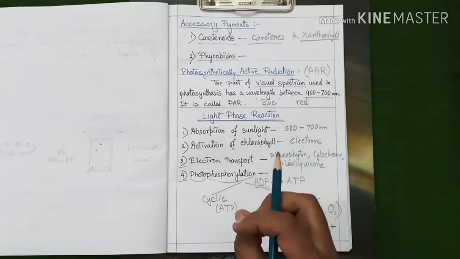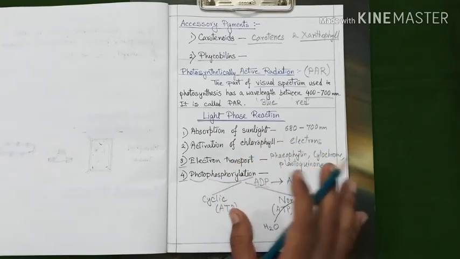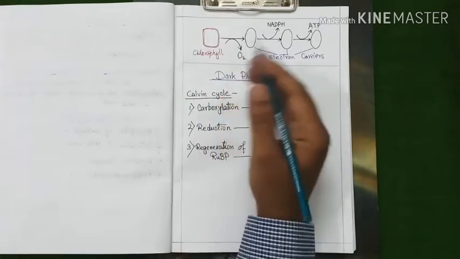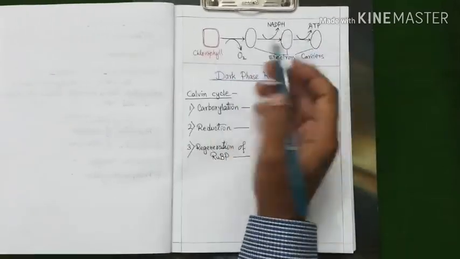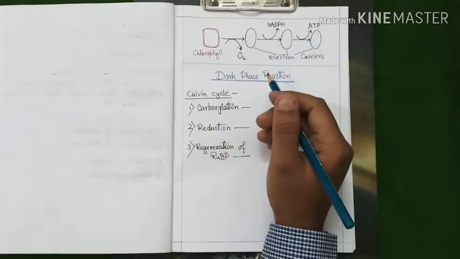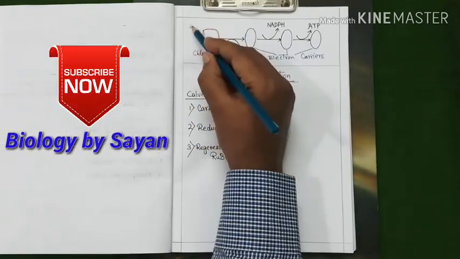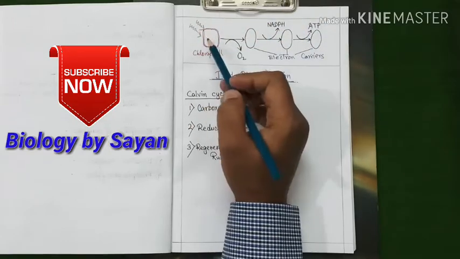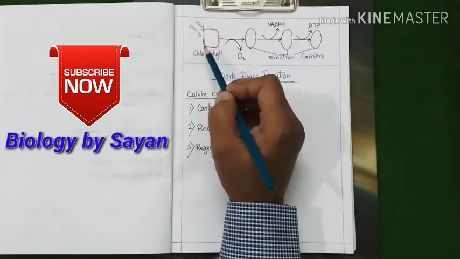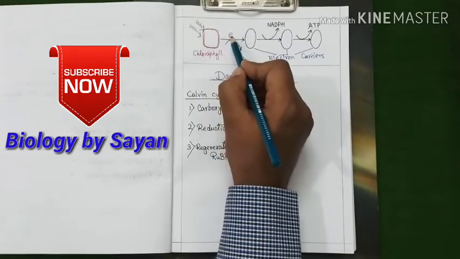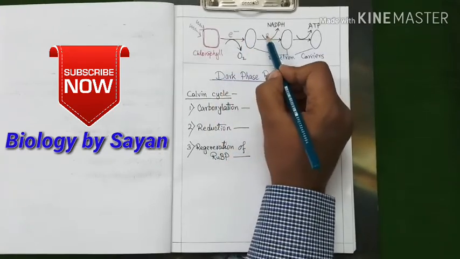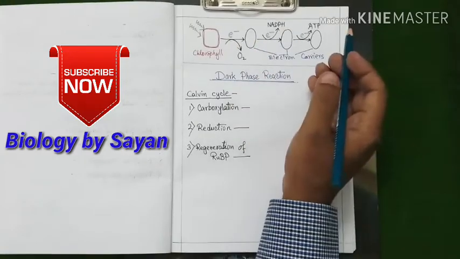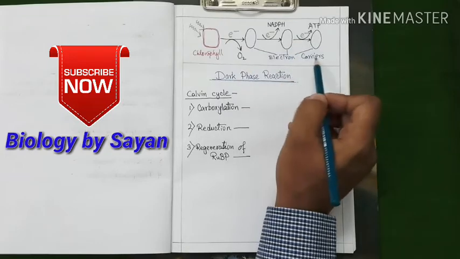Now let's try to explain the process of light phase reaction with the help of a very simple diagrammatic representation. So let's try to get a clear idea about the light phase reaction with this simple schematic representation. Chlorophyll gets excited by absorbing sunlight. These are sunlight. Whenever chlorophyll gets excited by sunlight, it will release electrons, and these electrons will flow via different electron acceptors and electron carriers. These are different electron carriers.